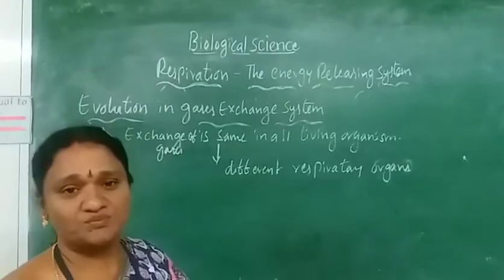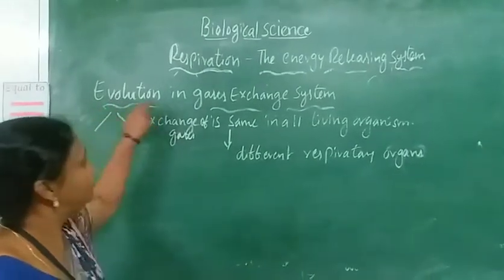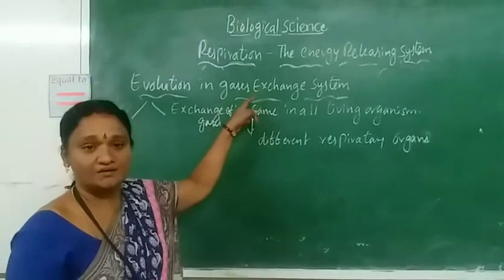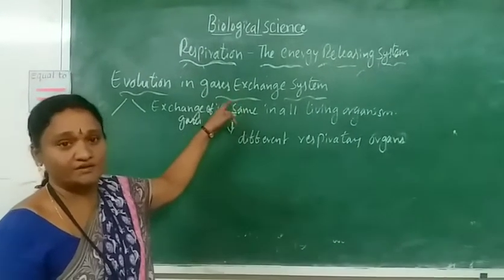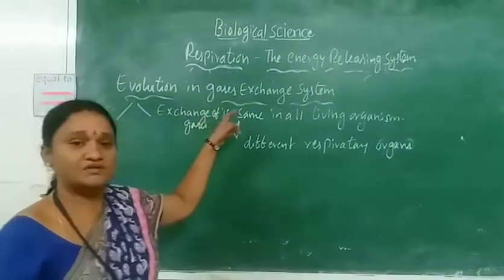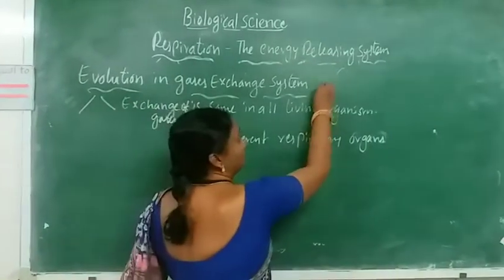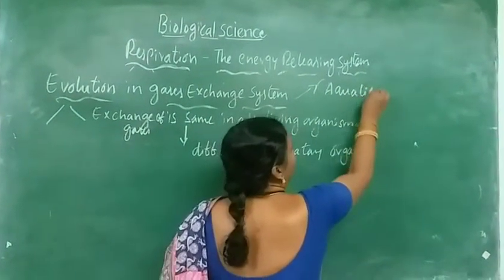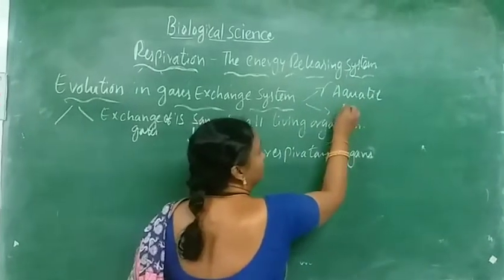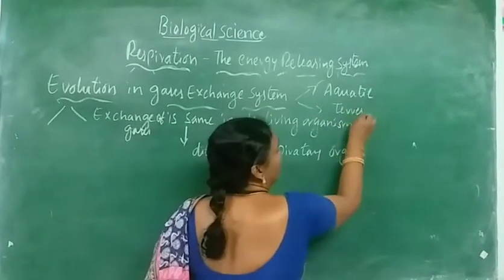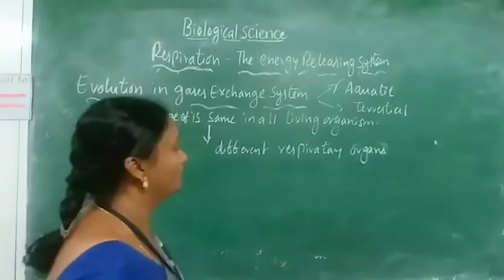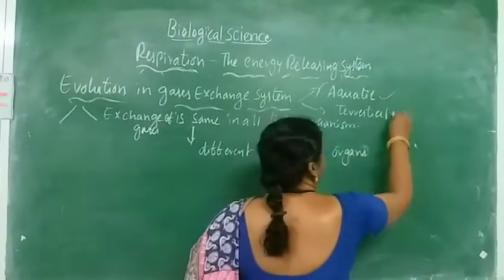We will see the most important topic, that is evolution in the gaseous exchange system. Here we will be seeing how respiration occurs from lower organisms to us. Generally organisms live in water. The organisms which live in water are called aquatic animals, and the animals which live on land are called terrestrial animals. So here we observe different types of respiratory organs in aquatic animals and terrestrial animals.